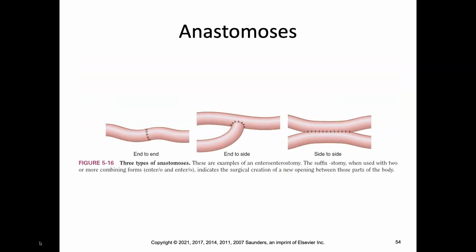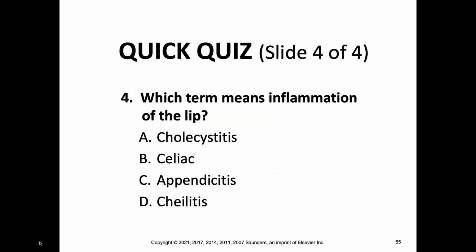All right, anastomoses. You need to know these because you'll hear about them oftentimes with digestive procedures, that they make an anastomosis or anastomoses. And you need to understand whether it's end-to-end, end-side, or side-to-side. So here's a quick quiz. Which term means inflammation of the lip? Think of the lip, and then think of the suffix that means inflammation.